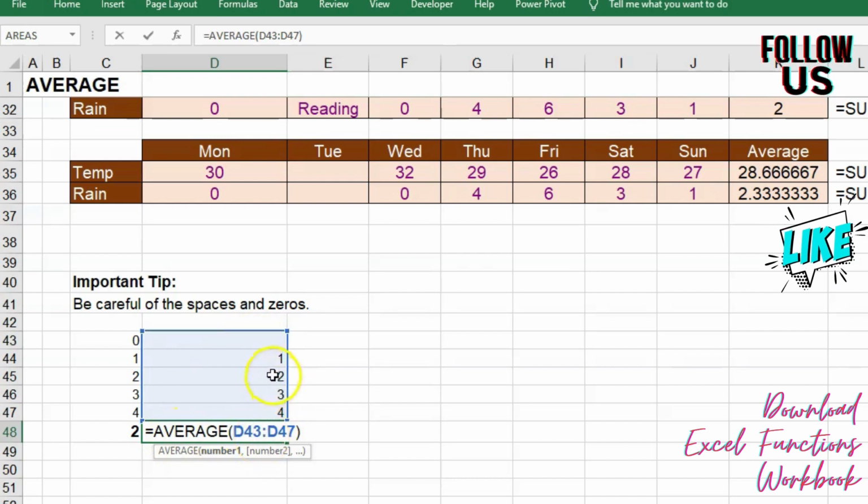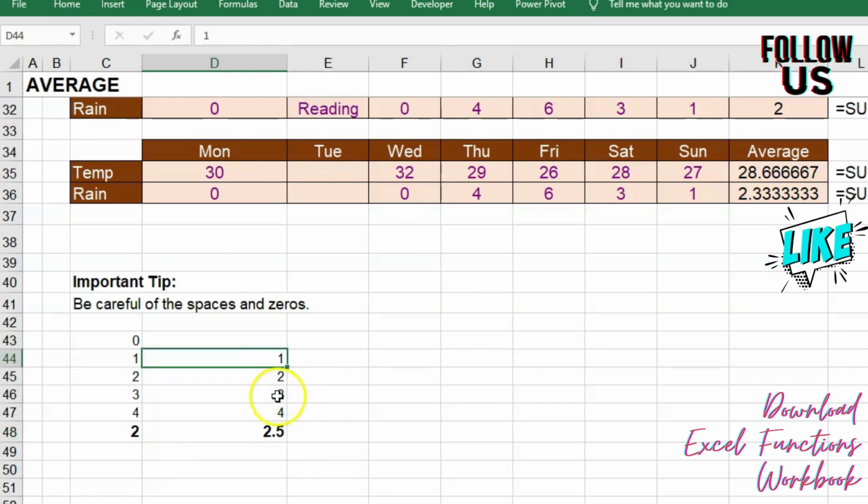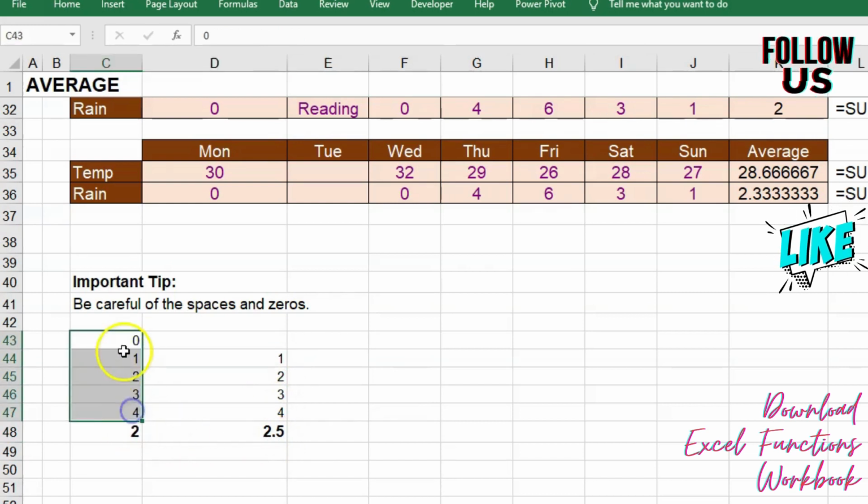So what it did was sum up 1 plus 2 plus 3 plus 4, which is 10, and divide it by 4. 1, 2, 3, 4, and that's 2.5. In this case, the 10 was divided by 5. That's why you have 2 here. So when you are using the average function, be careful of the spaces and zeros.